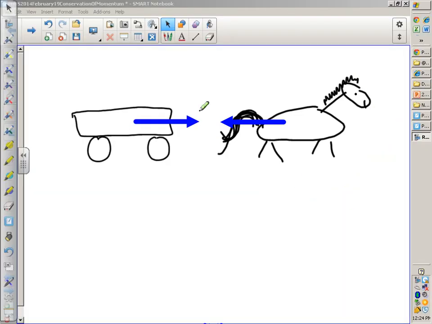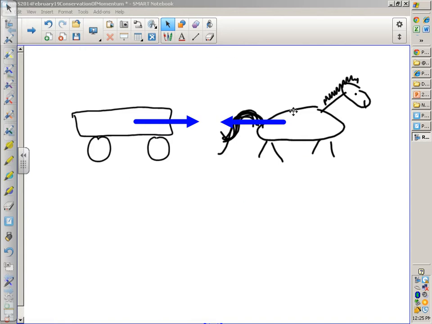Do these two forces cancel each other out? No, they can't cancel each other out. Why? Because they're not on the same object. Forces that don't act on the same thing can't add up to zero. So the horse thinks he's being tricky, right? But really, he's just lazy.